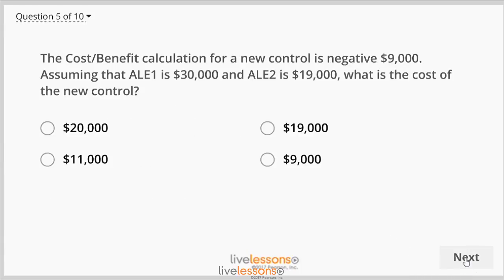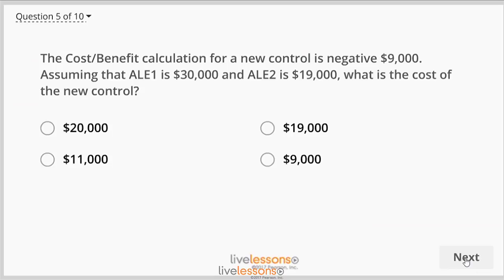This one's a confusing one, and you may want to take out a piece of paper and a pencil and work on this, because we're going to get lots of numbers here and you're going to have to figure out a piece of the equation. The cost-benefit calculation for a new control is negative $9,000. That means when they did the cost-benefit, there was a loss of $9,000, which would have told us that we don't really have a benefit, that the cost is greater than the benefit. So assuming an ALE1 is $30,000 and ALE2 is $19,000, the question is, what's the cost of the new control?